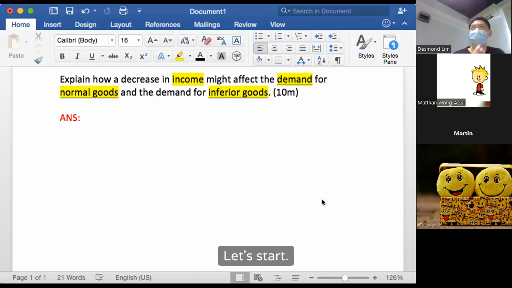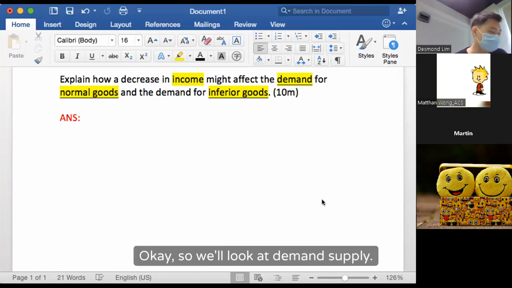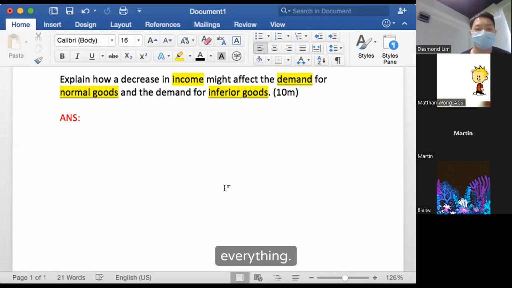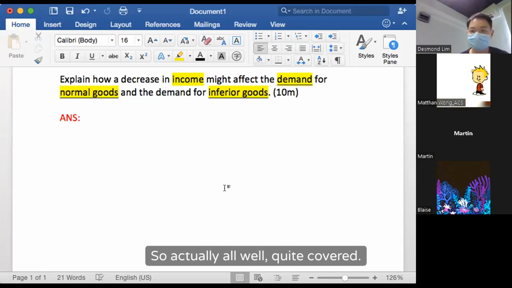Okay, morning. Let's start. Okay, so we look at demand and supply. Again, I don't know how they will test you, but quite confidently we have covered everything. Quite a lot. So actually, all quite well covered.